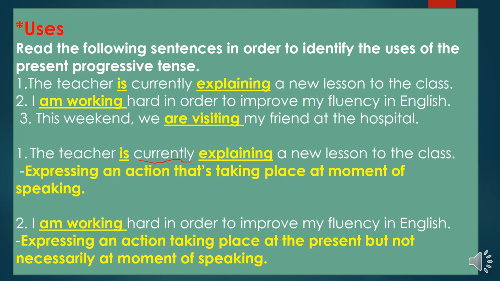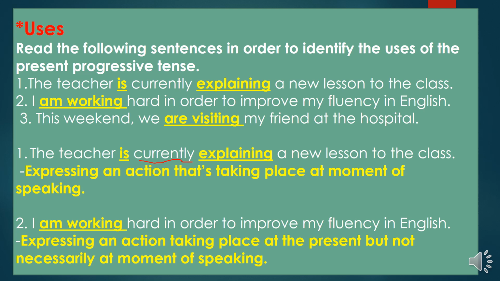This means that the teacher is now explaining a new lesson to the class. Now, I mean at the moment of speaking. So, the first use of the present progressive tense is to express an action that is taking place at the moment of speaking. Another example is, I am watching a movie now. So now, at the moment of speaking, I am watching a movie.